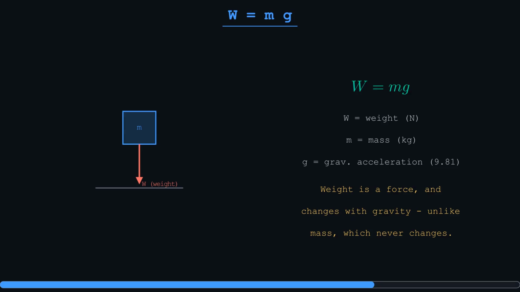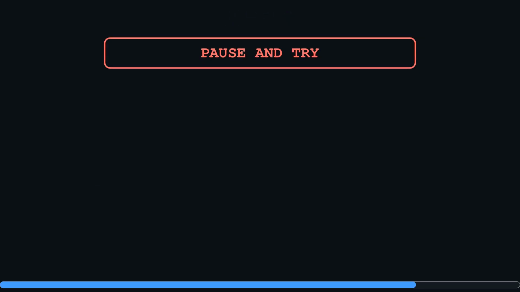Weight is the force of gravity acting on a mass, calculated as mass multiplied by gravitational acceleration. Unlike mass, weight is a force, measured in newtons, and it changes depending on the strength of gravity. A person's mass stays the same on the Moon, but their weight is only about 1/6 of what it is on Earth. Pause the video and try this problem yourself.